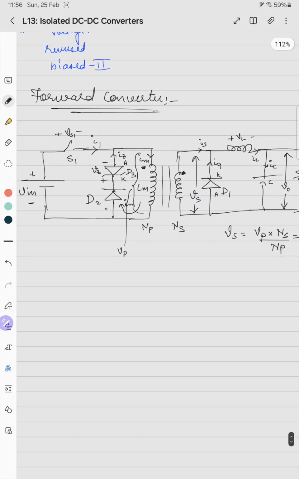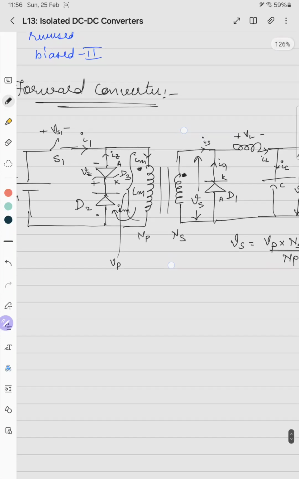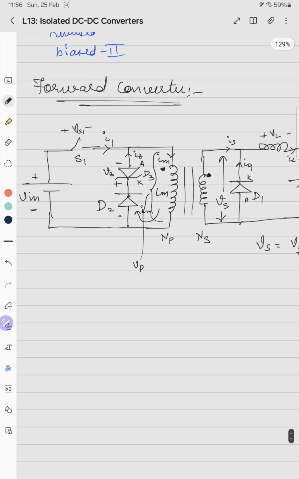So when S1 is turned off, the voltage source which was energizing the core is removed. So IM will forcefully turn on D2. D2 is forward bias now, irrespective of the fact that its anode is always connected to the negative, but it is turned on. That is the forced commutation. In that case, if you apply simple KVL, V in equals VS minus VZ.